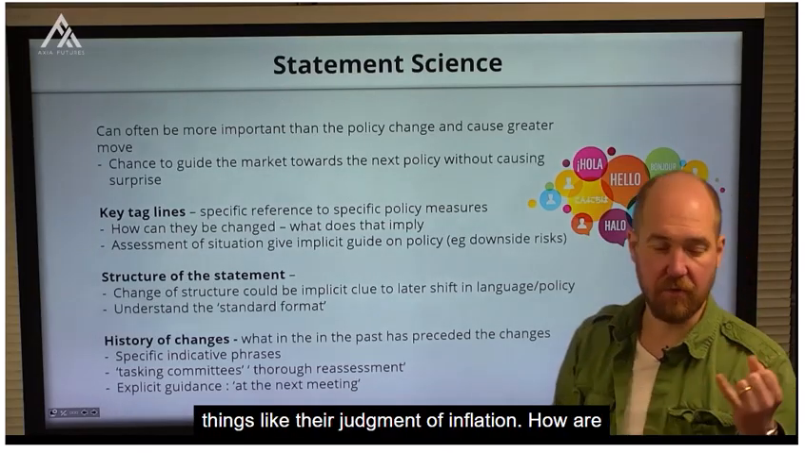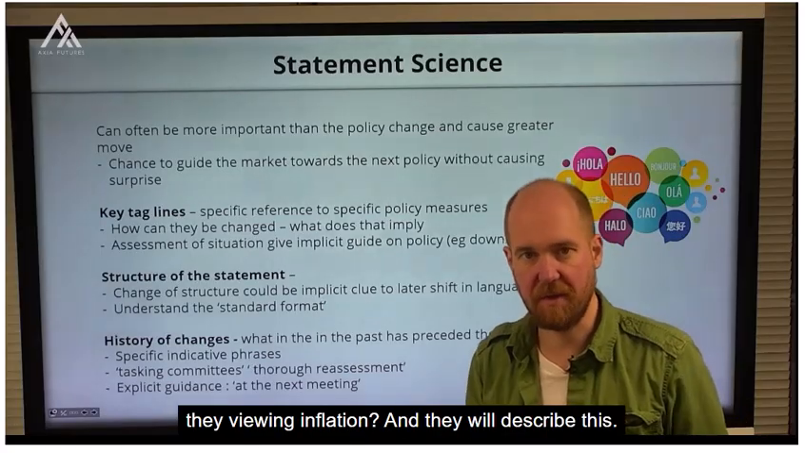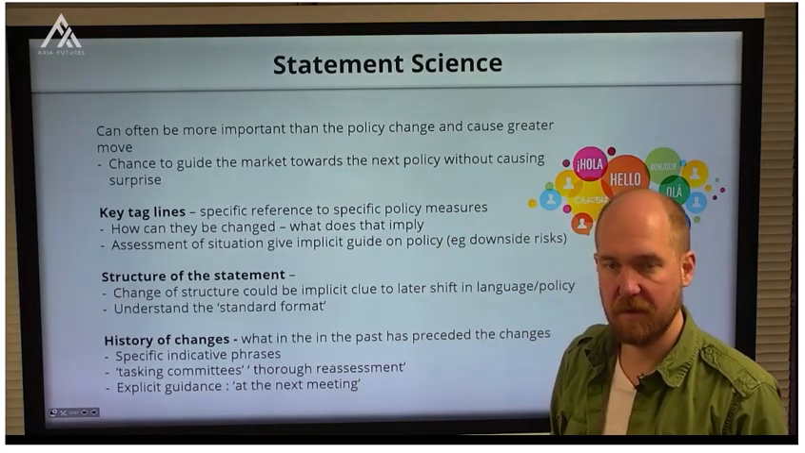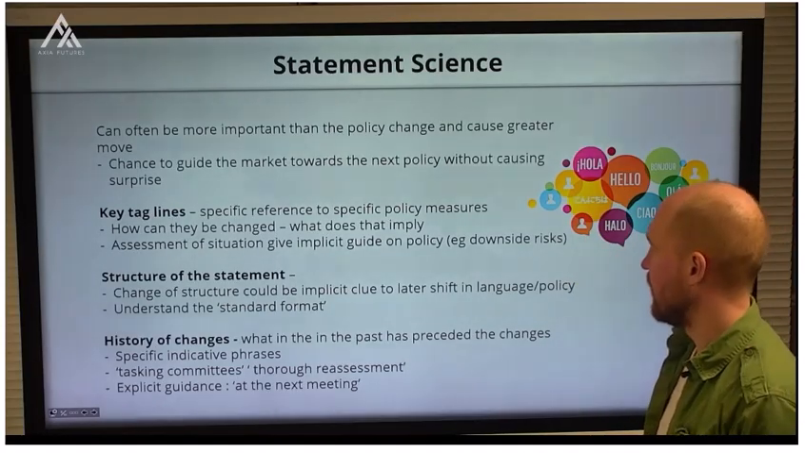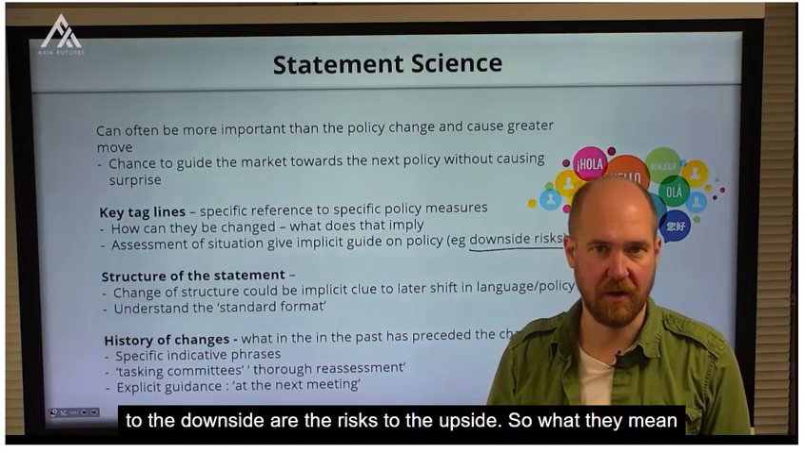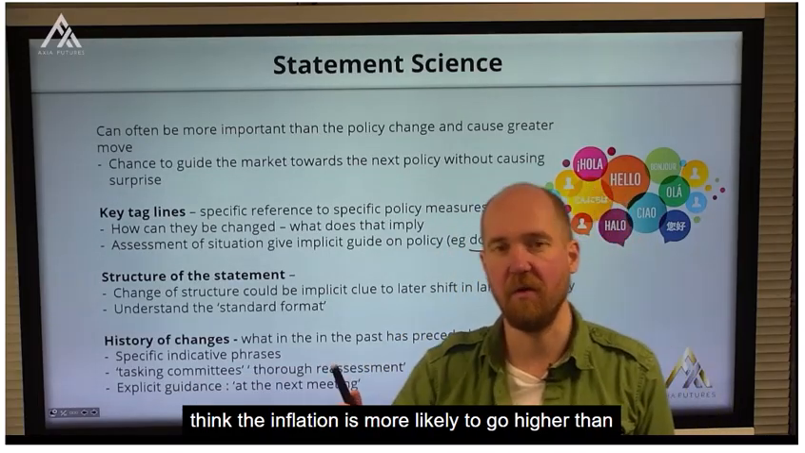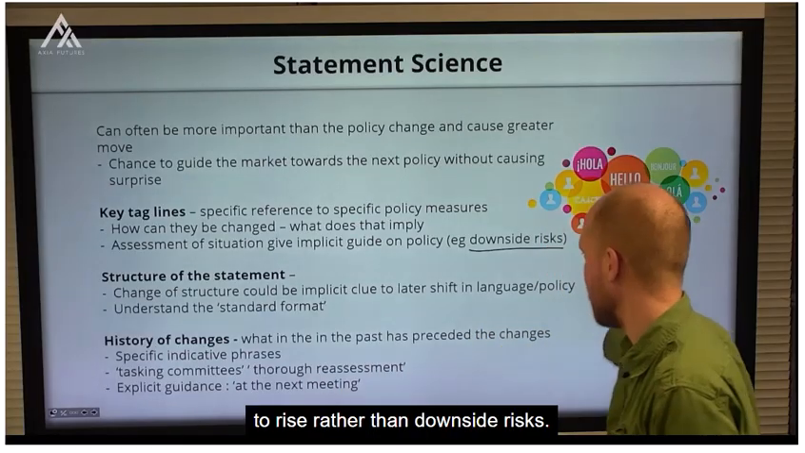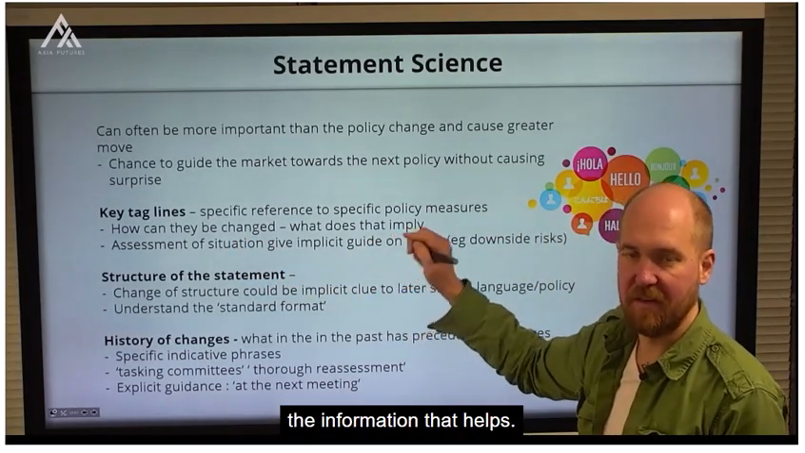Now, these will relate to things like their judgment of inflation. How are they viewing inflation? And they will describe this. I'll break down a statement in a moment for you. How they describe inflation. We'll look at their assessment of the current situation, things like how they describe risks. Are there risks to the downside? Are there risks to the upside? So what they mean by that is if there is an upside risk to inflation, they think that inflation is more likely to go higher than expected rather than not continue to rise, rather than downside risks. So it's the way that they qualify some of the information that helps.